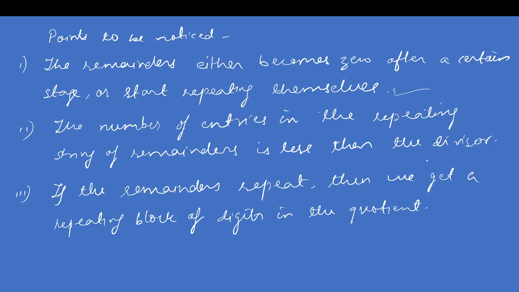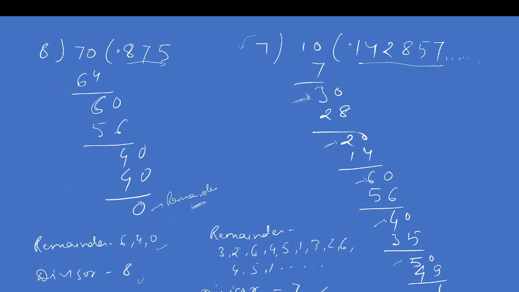So what this shows is the number of entries in the repeating string. This is the repeating string, and it is less than the divisor. The divisor is 7, and you see the repeating string is 6. So it is also noted that the repeating string is less than the divisor.